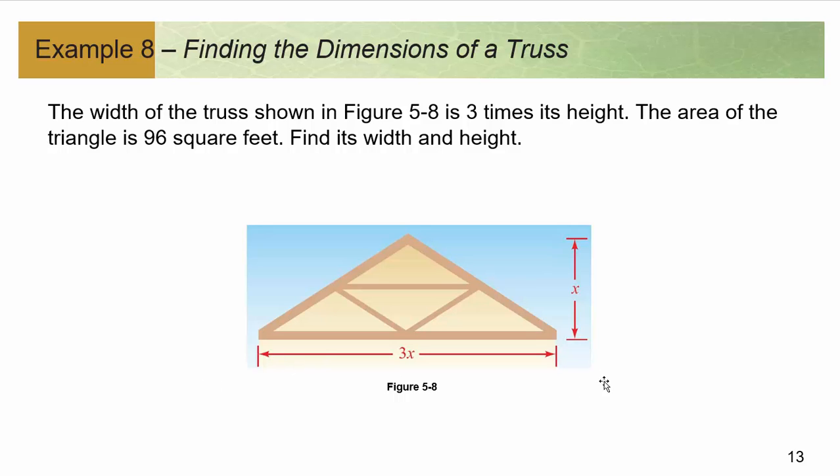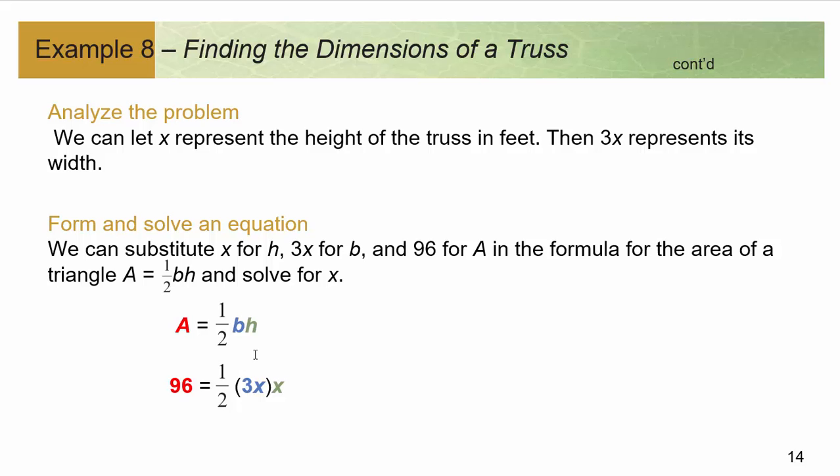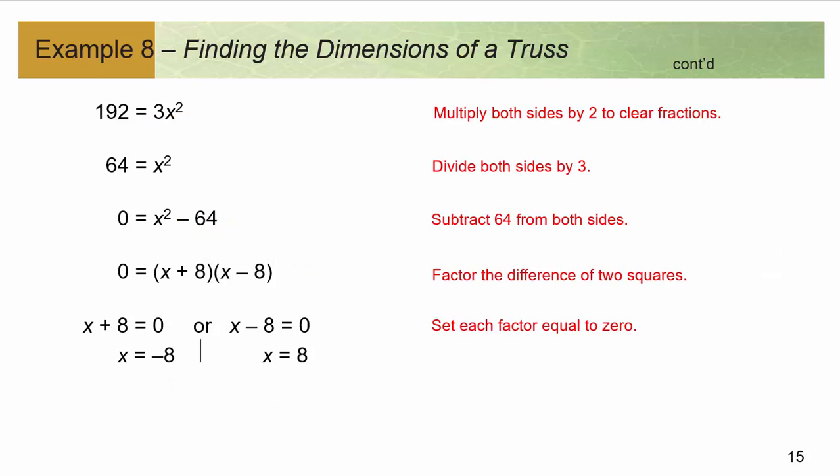So if this is 3 times its height, we set the height to be x, therefore the width is 3x. We know the area is 96, and so from that, we come up with the formula. Area is 1/2 base times height. They told us the area was 96, the base was 3x, the height was x, so we plug in everything we know, and then we can solve it because all we have is one unknown, right?